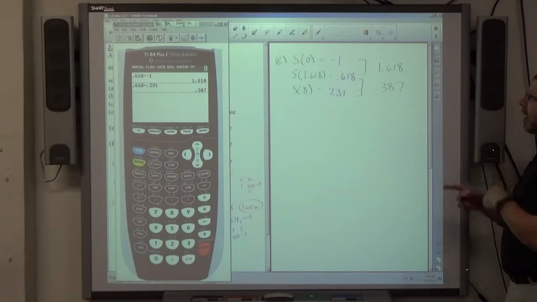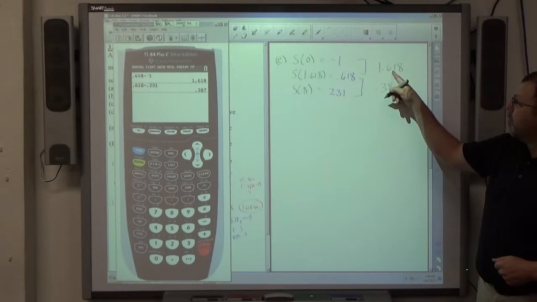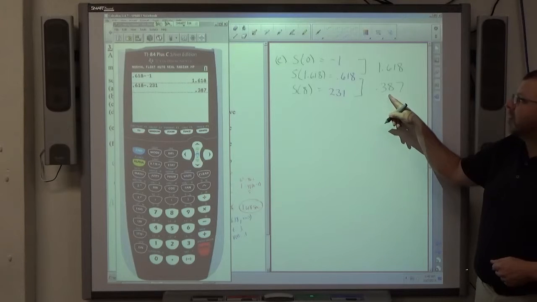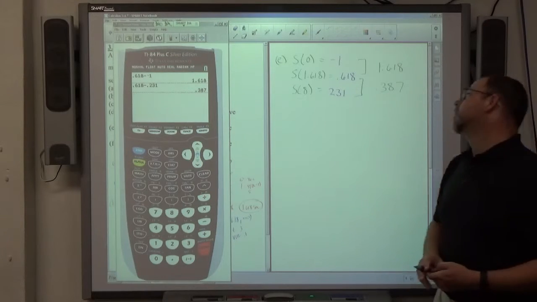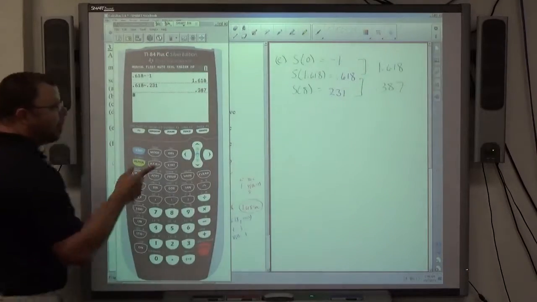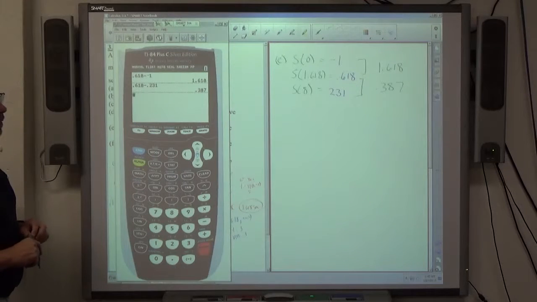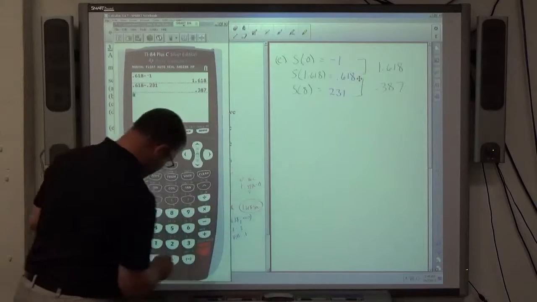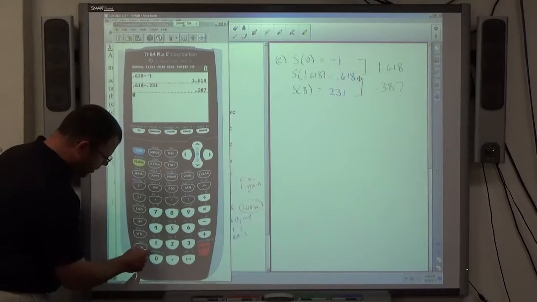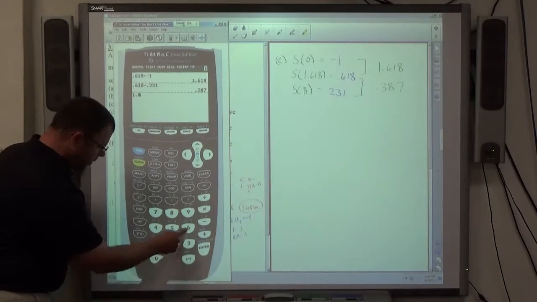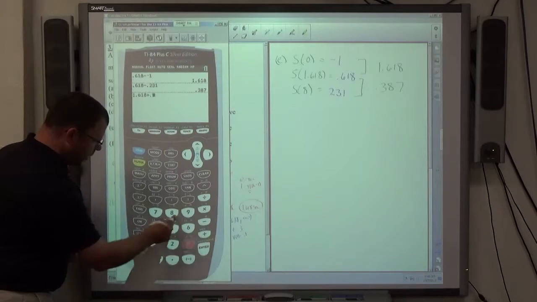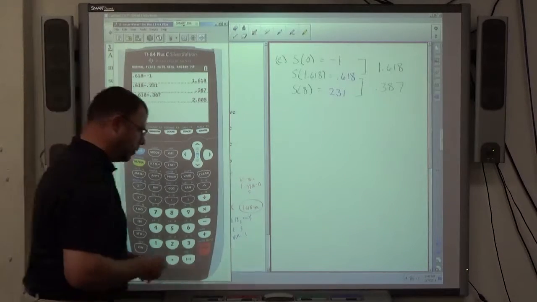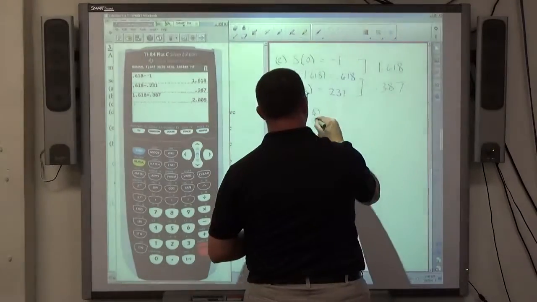Same deal with adding. That's how far we went in the first 1.618 seconds. That's how far I went in the last 6.382 seconds. If I add those up, I'm going to get 2.005, I think. 1.618 plus 0.387, 2.005 feet.